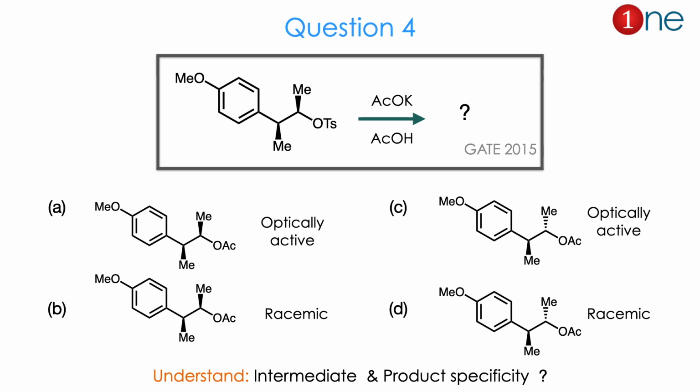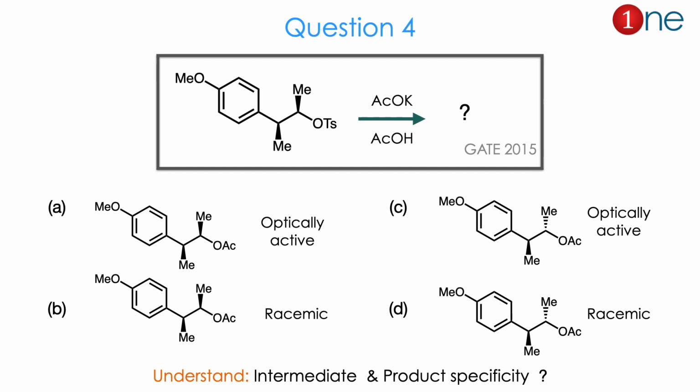Then question number 4. The starting material you have is benzene attached with methoxide, and you have a side chain with syn-methyl and OTs. You are using potassium acetate and acetic acid, so you are having salt and acid. They ask you to find the product. The product is mostly OAc substitution. They are asking whether OAc is formed syn or trans to the methyl, or both, as well as whether the product is optically active or racemic.